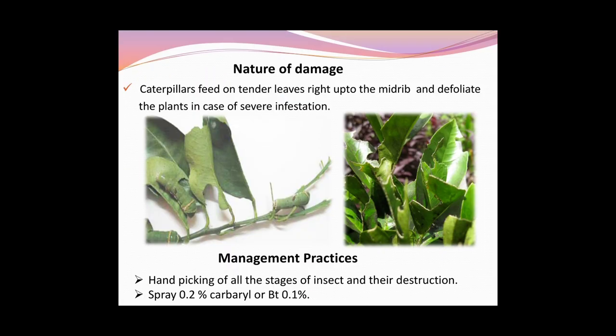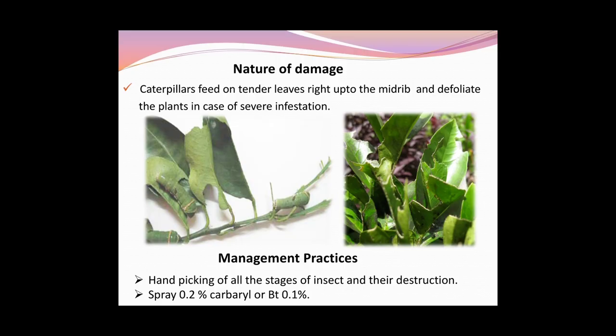The next point is how this pest damages the plant. Firstly, caterpillar feeds on the tender leaves right up to the midrib and defoliates the plants in case of severe infestation. So this is the nature of damage. Firstly, the caterpillar feeds on the leaves, then in case of severe infestation the plants completely defoliate. So in the image we can see the larva feeds on the leaves of citrus.